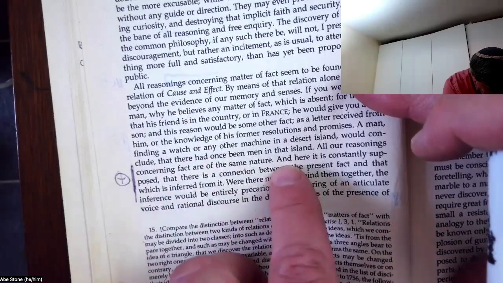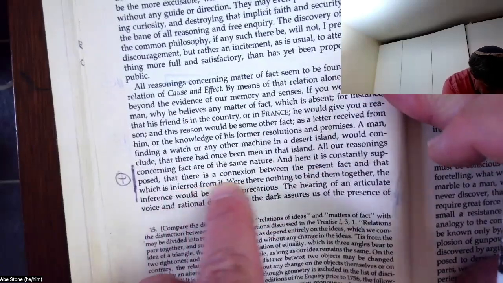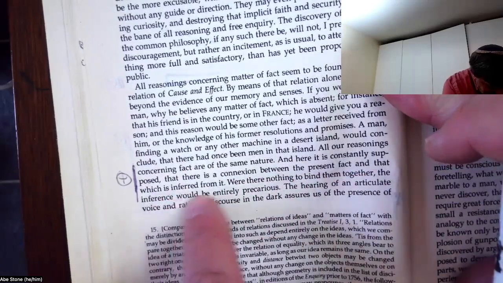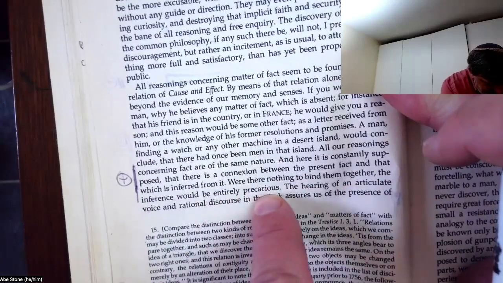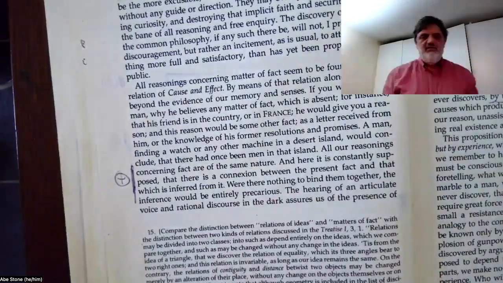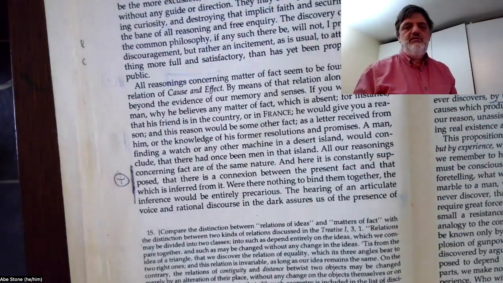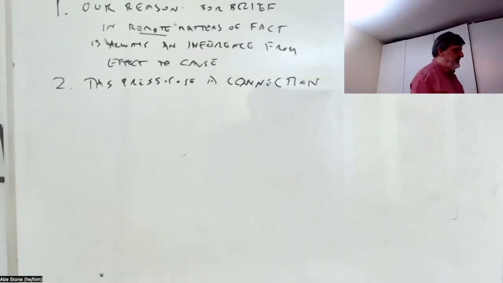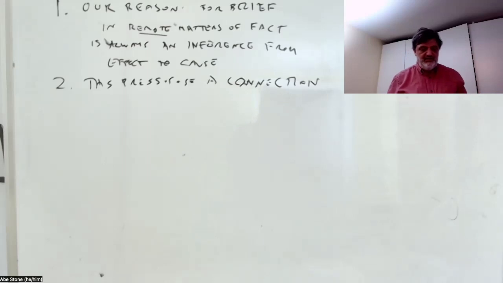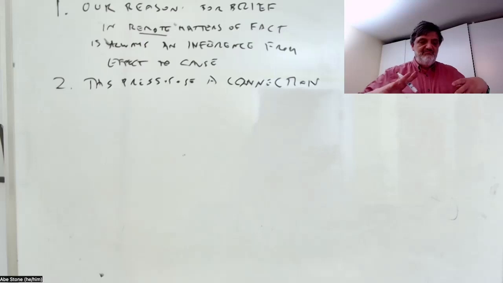There's the pompous buildings, right? But anyway, here it is constantly supposed that there is a connection between the present fact and that which is inferred from it. Were there nothing to bind them together, the inference would be entirely precarious. So in order to infer from the light that I see to the existence of a certain kind of thing, fire, I have to assume there's some connection between me seeing light and there being a fire.